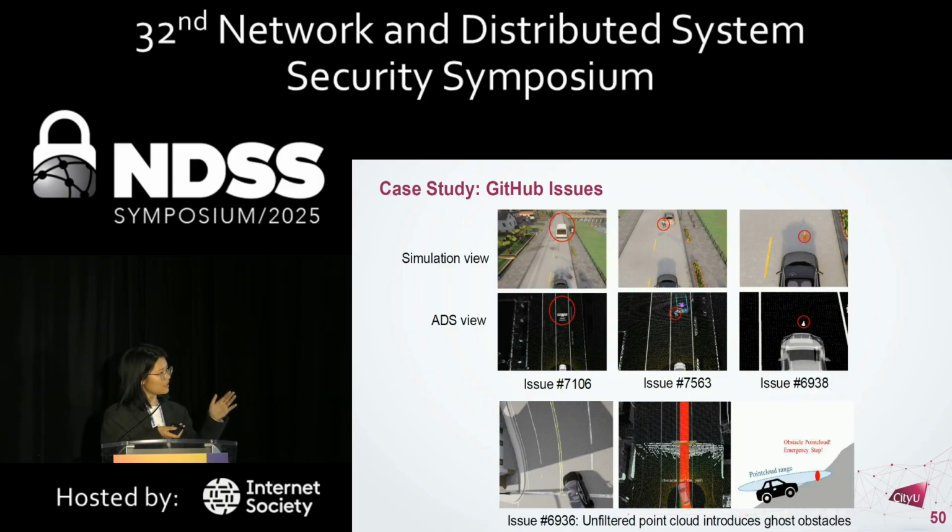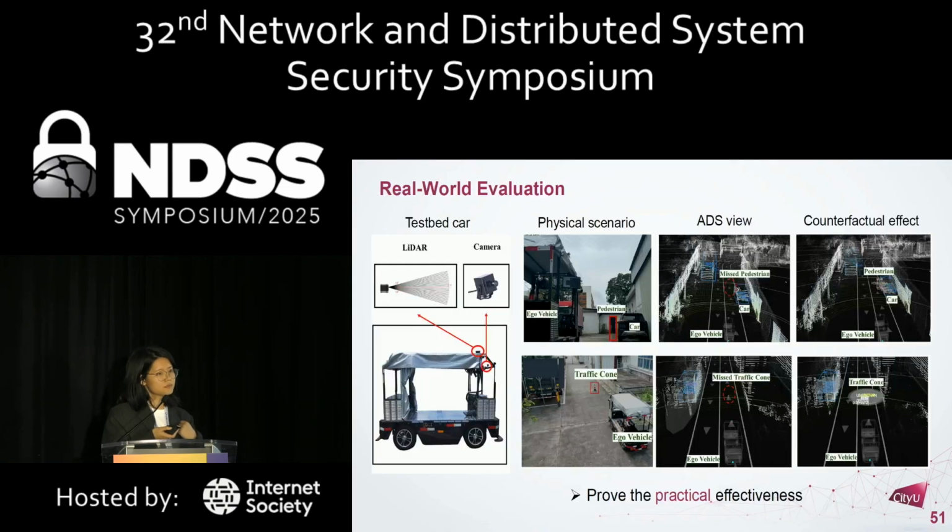The self-driving car incorrectly treats the uphill as a huge obstacle and made an emergency stop. And our method found that it was due to the unfiltered point cloud introducing a ghost obstacle. We found this issue and reported it to the developer. It was confirmed by the Autoware developer.